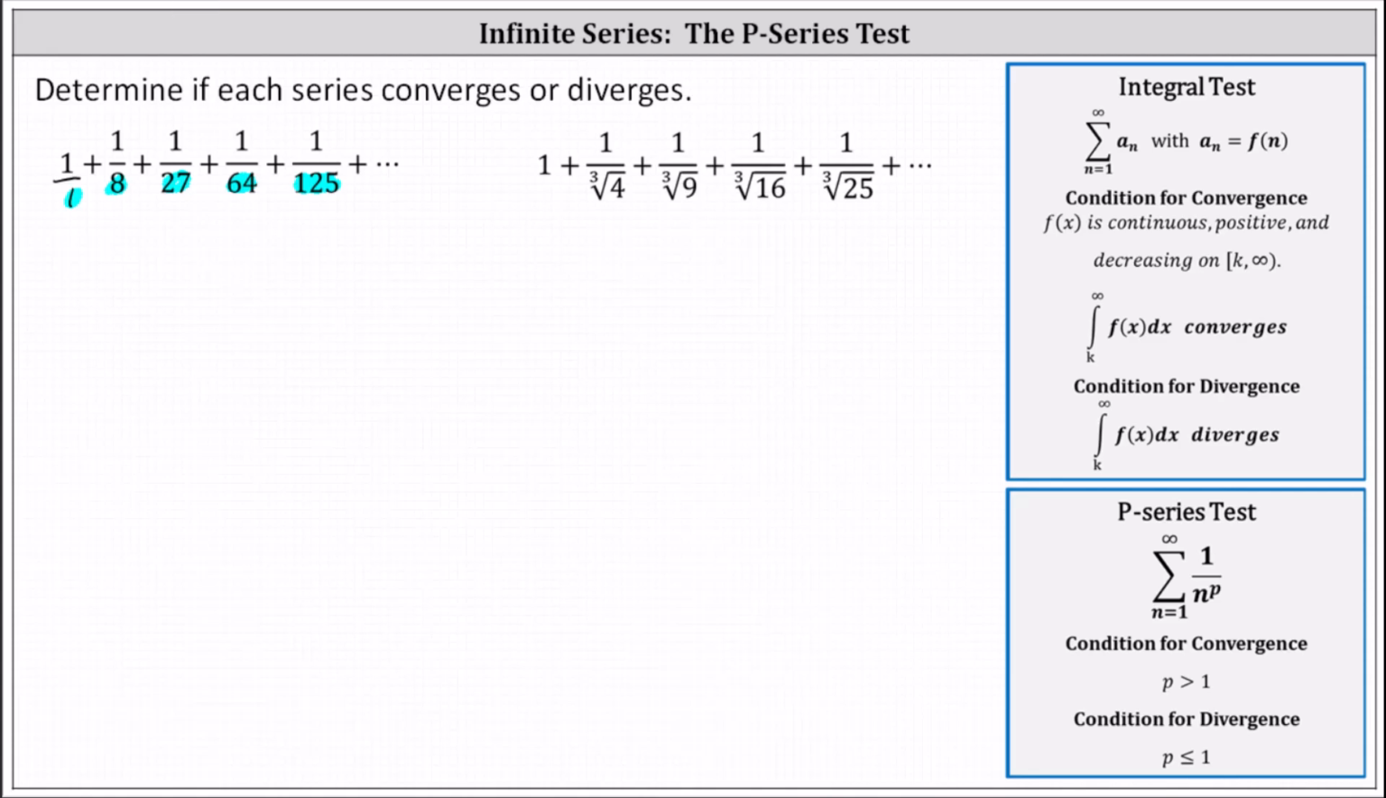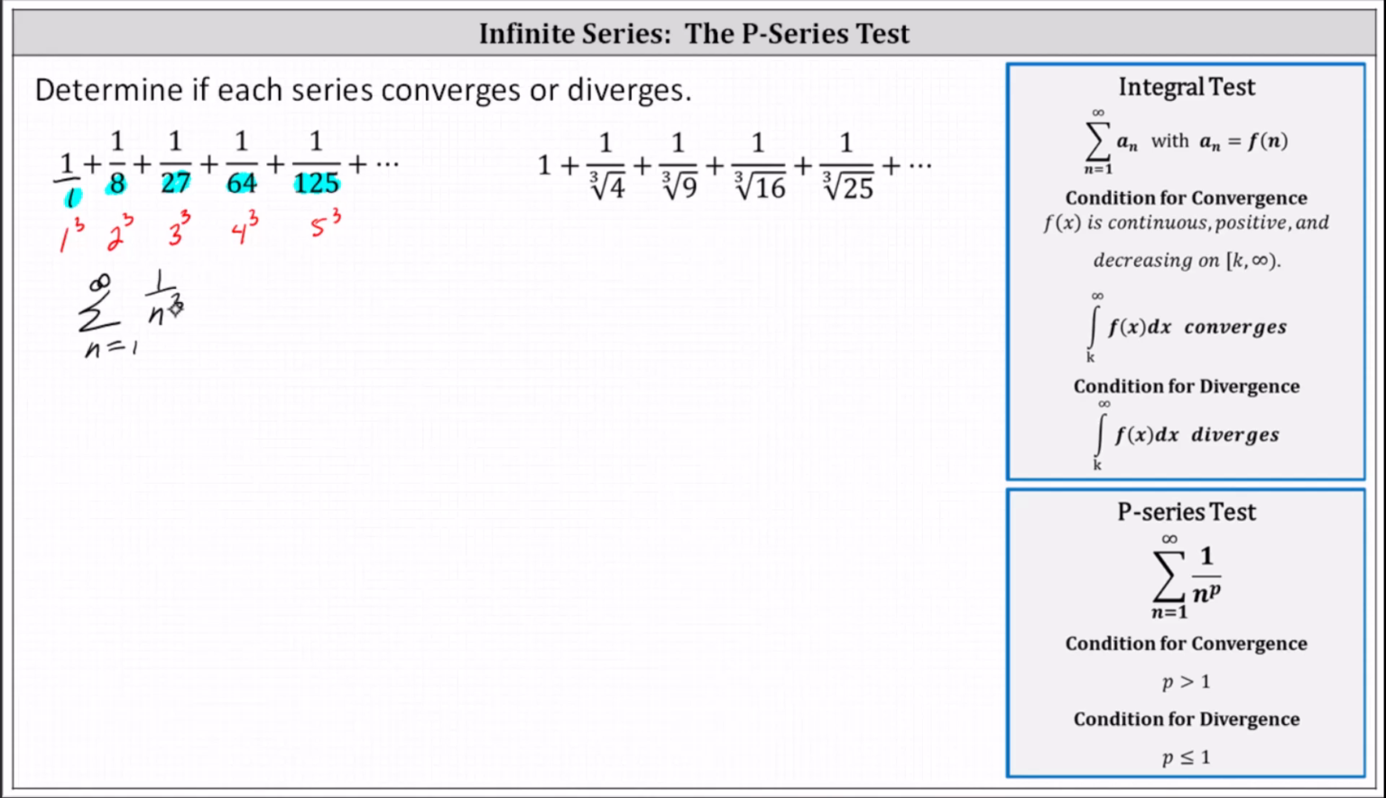These values should remind us of perfect cubes. Notice 1 cubed equals 1, 2 cubed equals 8, 3 cubed equals 27, 4 cubed equals 64, 5 cubed equals 125, and so on. Which indicates we can write the infinite series as the sum from n equals 1 to infinity of 1 divided by n cubed.